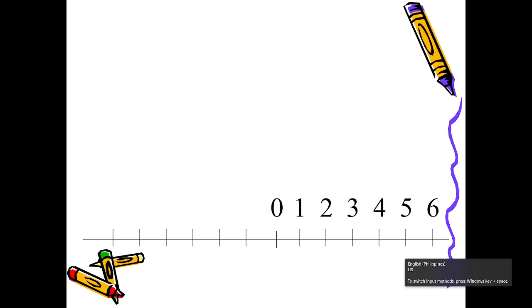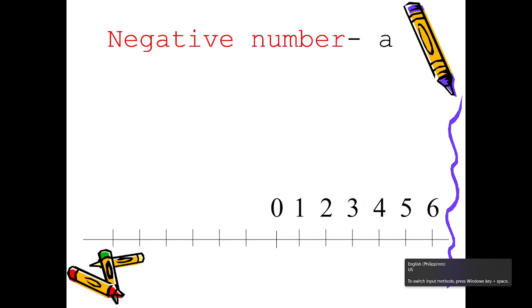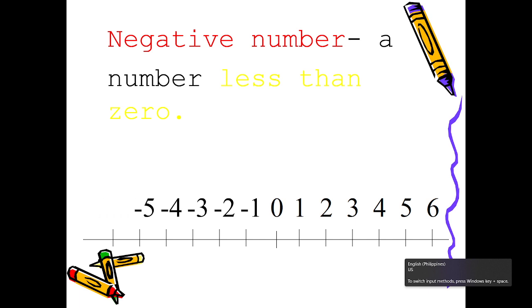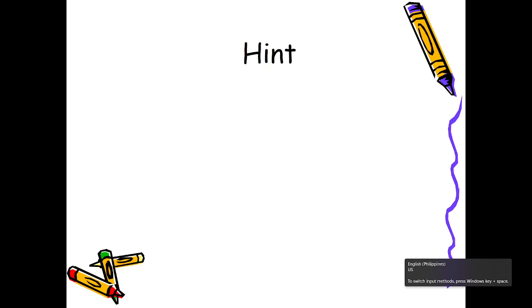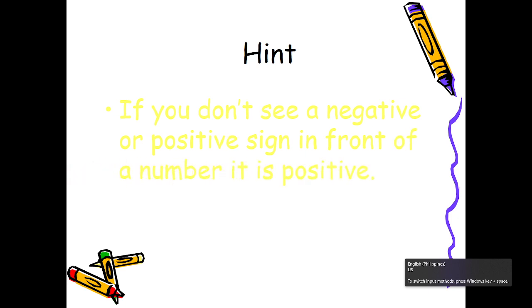On the other hand, negative numbers are numbers that are less than 0. So on our number line, if our positive numbers are to the right of 0, the negative numbers are to the left of 0. So we have the first negative number, which is negative 1, negative 2, negative 3, negative 4, negative 5, and negative 6, and so on. Now, hint, if you don't see a negative or a positive sign on a number, that number is considered to be a positive number.